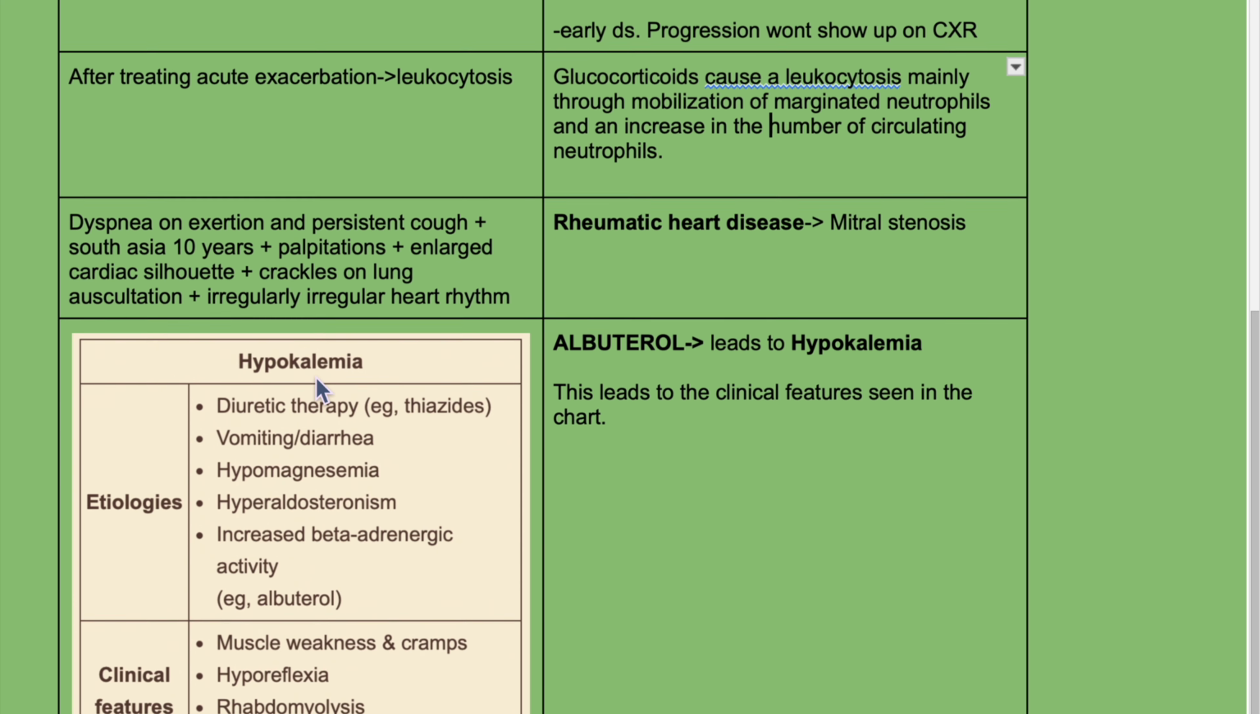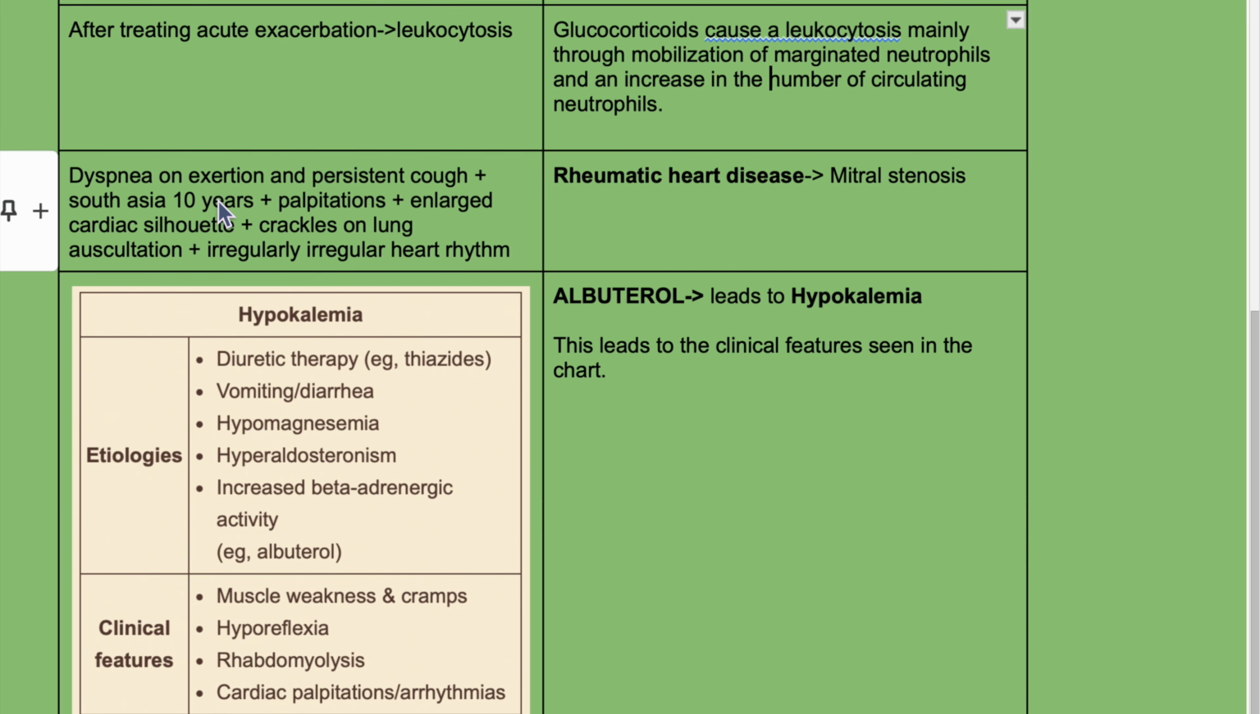Dyspnea on exertion and persistent cough, South Asia 10 years, palpitations plus enlarged cardiac silhouette, plus crackles on lung auscultation, plus irregular heart rhythm, sorry. So that's AFib, right? We have AFib, crackles on lung auscultation, enlarged cardiac silhouette. So that's either hypertrophy or decompensated heart.